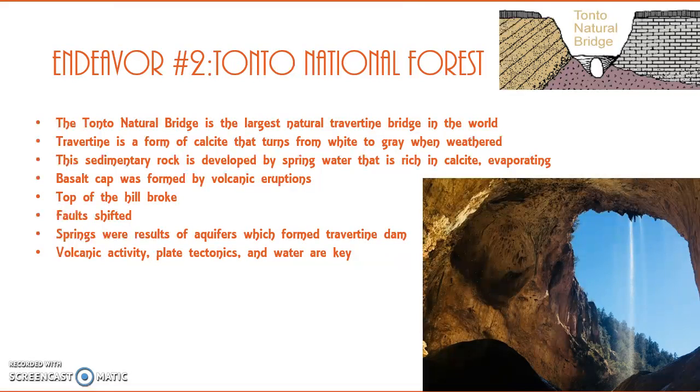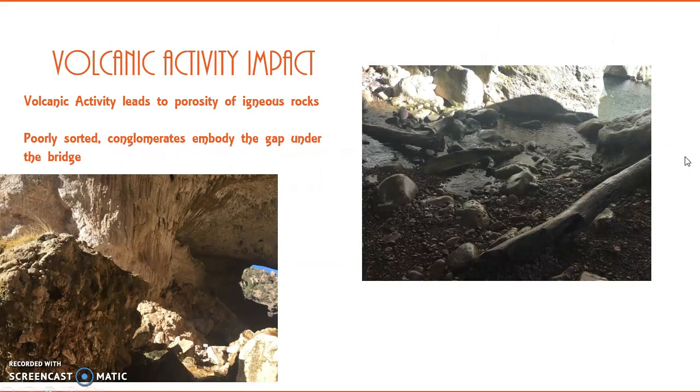So the top of the hill broke, so the cap broke, and then the faults shifted, and springs resulted from aquifers, and this formed the Travertine Dam. Volcanic activity, plate tectonics, and water were key in the formation of the Tonto Natural Bridge, which is why it's arched in this way, and there's still water that flows off of it. And you can see all the porous rocks from the volcanic activity.